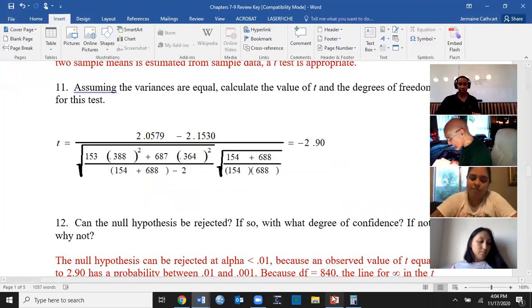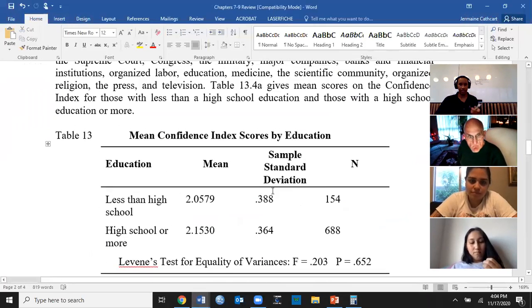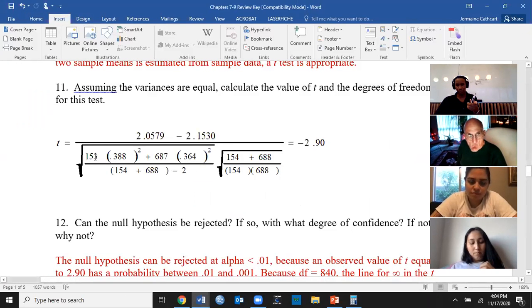So then what you would do is, if you remember from this, the n of the first sample minus 1, okay, it would be the first part. Now we see that the n of the first sample is 154, so you do 154 minus 1, which will give you 153, and you'd put it there.